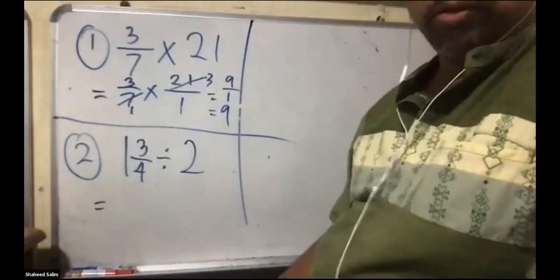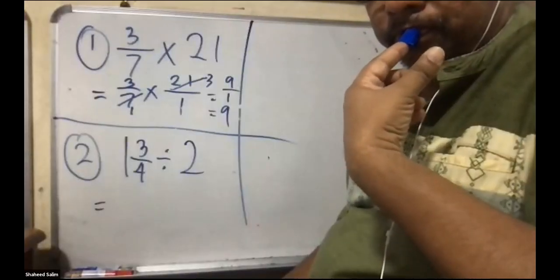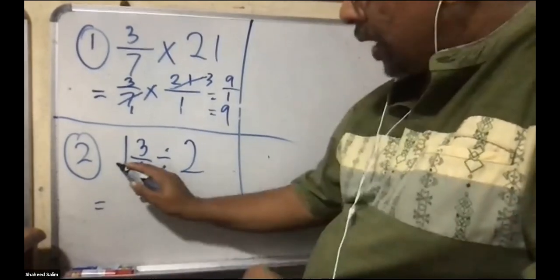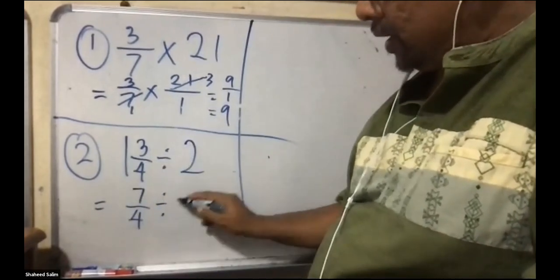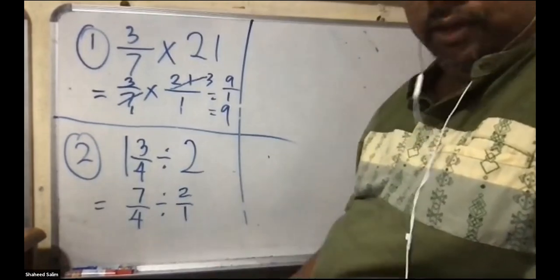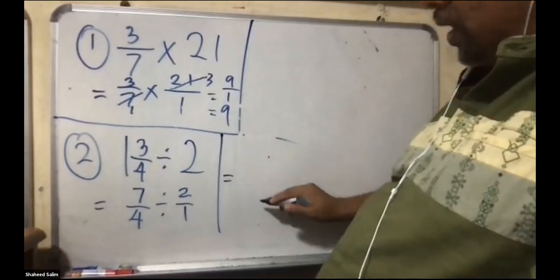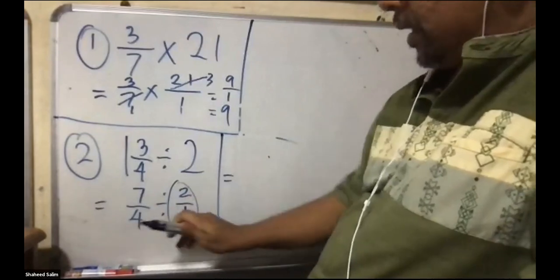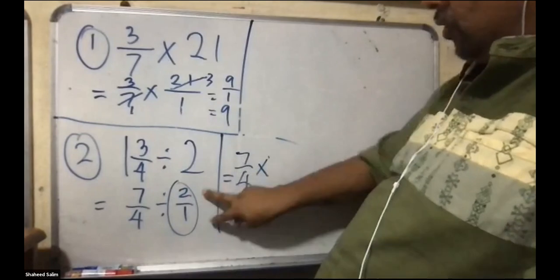Okay, now this one. Farish, you tell me what to do. Change this to improper fraction. How? 1 times 4 plus 3, 7, right? 7 over 4 divided by 2 over 1. Now, divide, you want to change to times, you have to do the flip. So what is the flip? This one, I've got to flip on the right side only. Okay, keep this, change to times, do a flip.